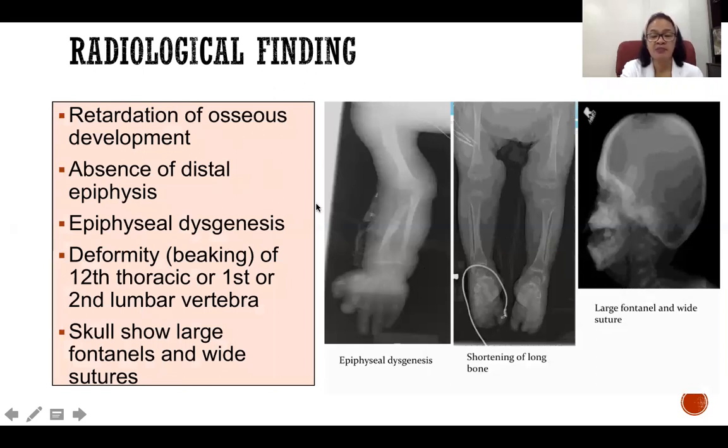So there might be retardation, no, of osseous development. So here you have shortening of long bone, and then the epiphyseal dysgenesis. Okay, so you have that one. And then when you do your skull x-ray, there is a presence of your large fontanelle, and the sutures are wide here.